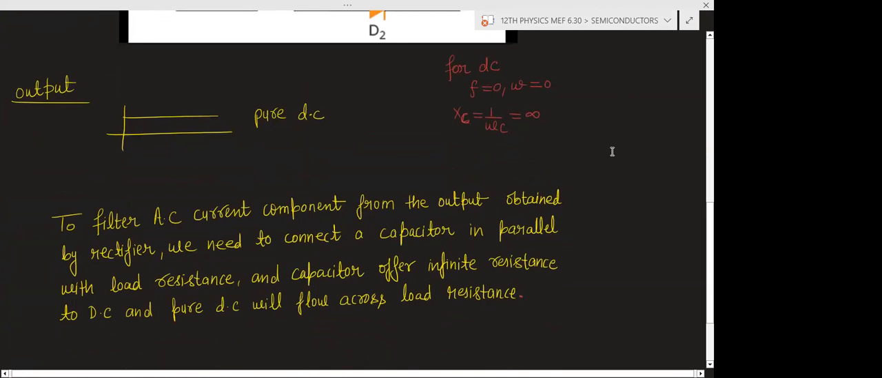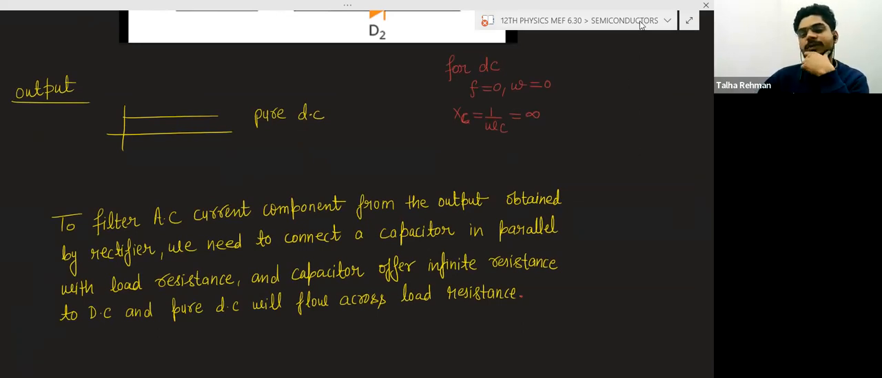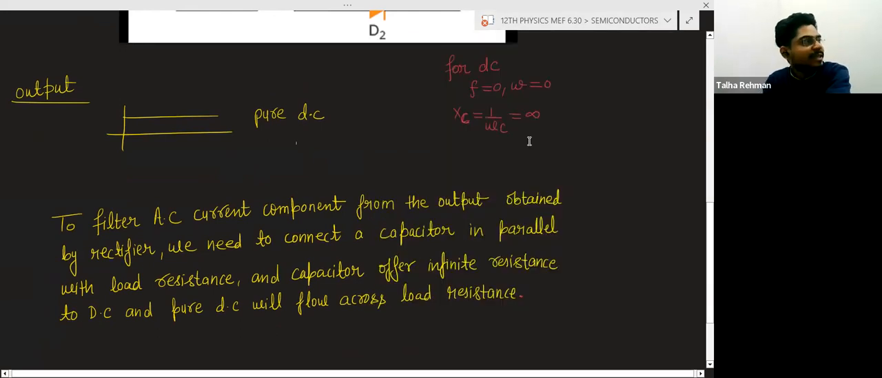Yeah, done. Okay. So this chapter is also finished. This was the last chapter, and so this time from this chapter at least 30 to 40% syllabus is reduced.